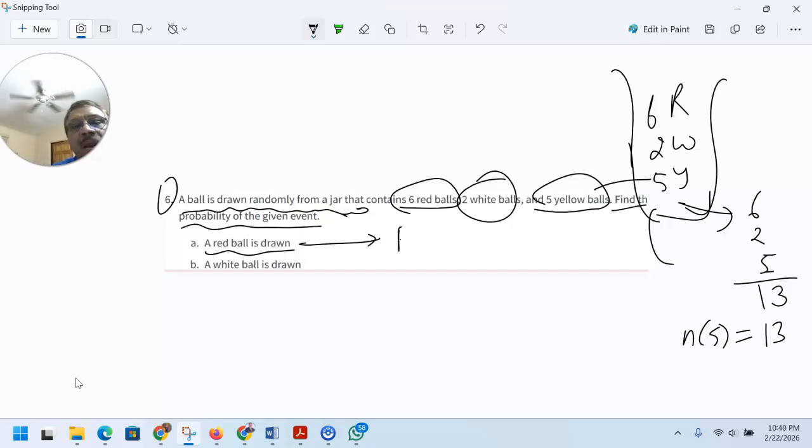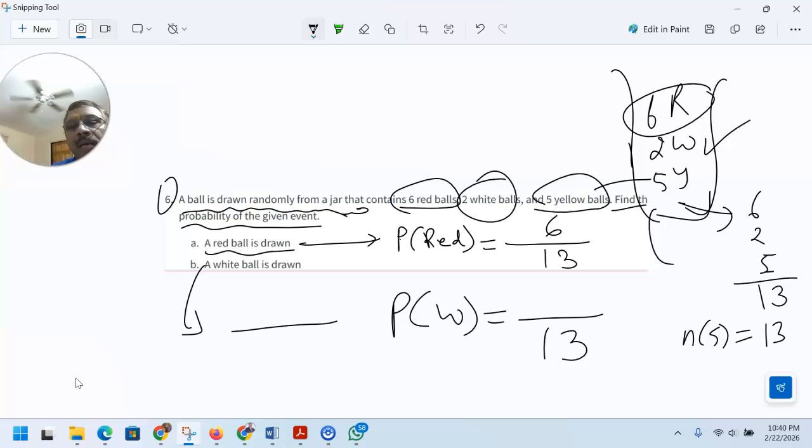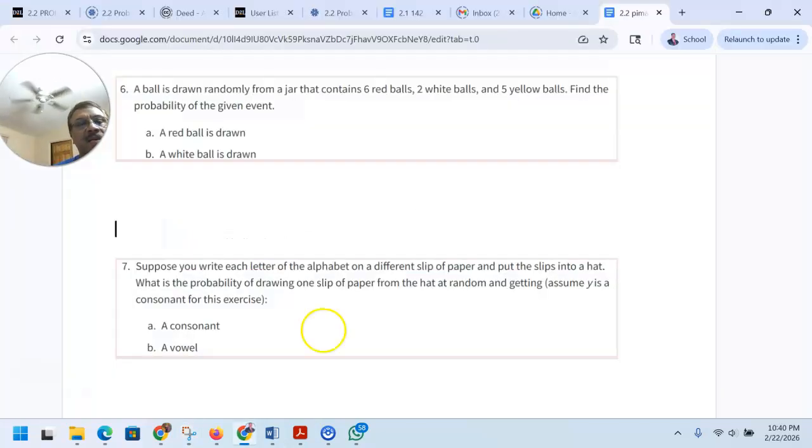So we can write a shortcut. The ball is red. First of all, the total number of balls is 13. And how many red? 6. So 6 out of 13, you're done. The second one is the ball is white. So the probability that it is a white ball: there are 13 of them, and 2 are white. So it is 2 out of 13 and you're done. Some questions are so easy like this.